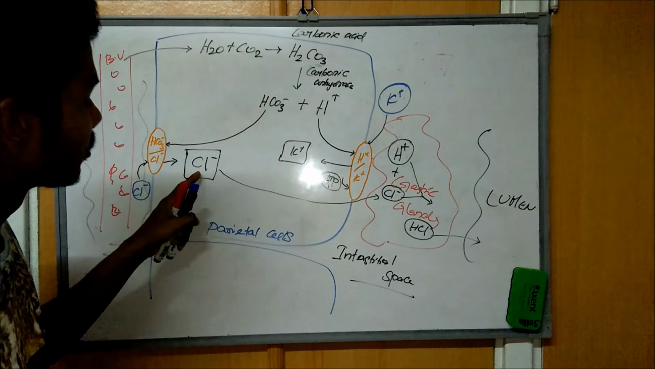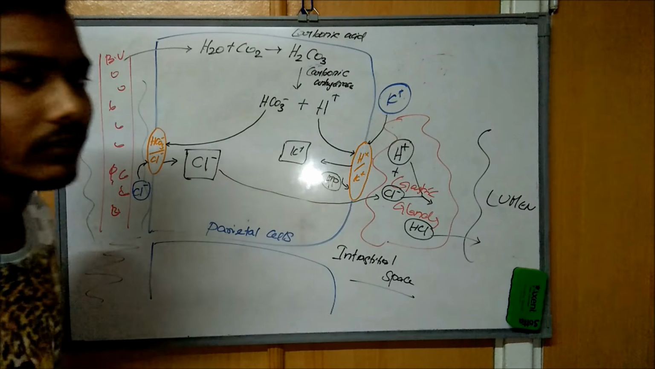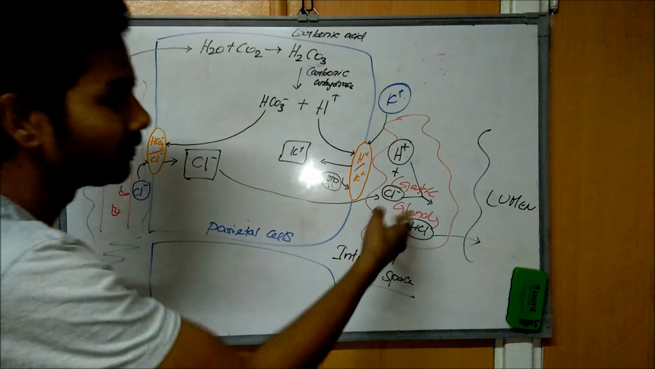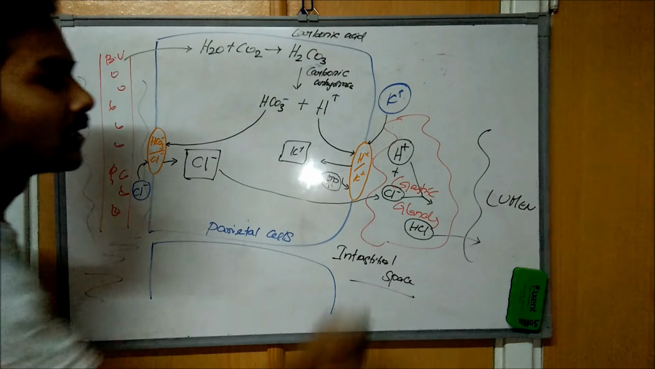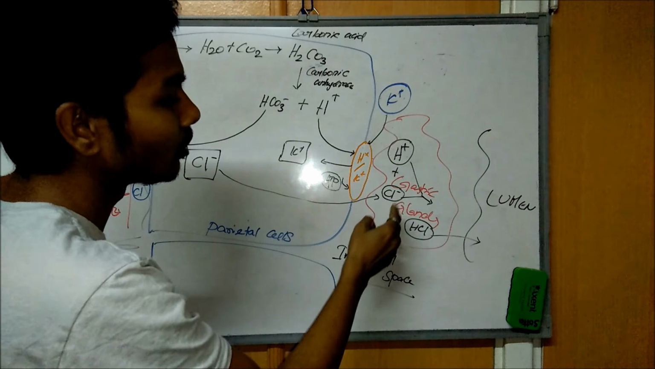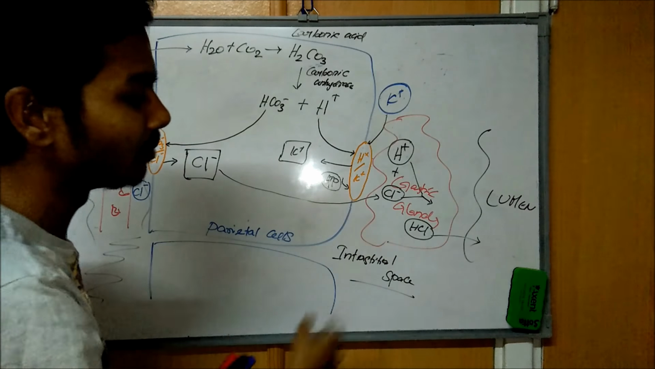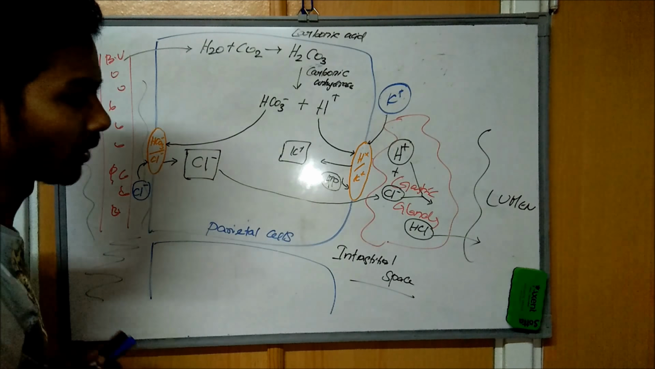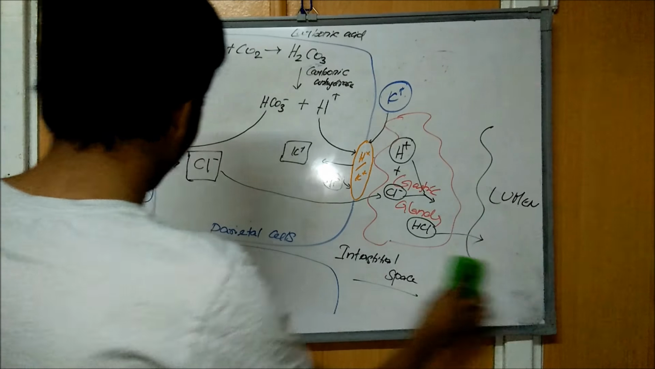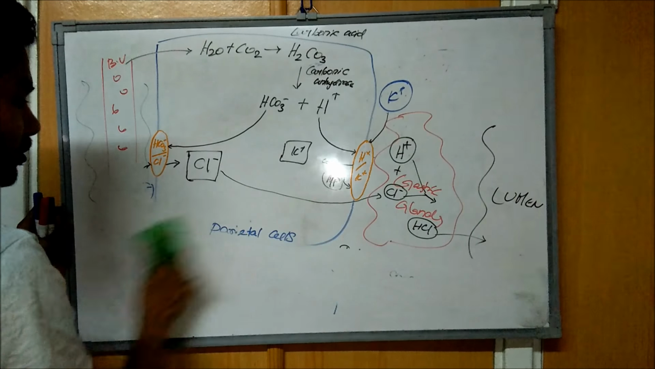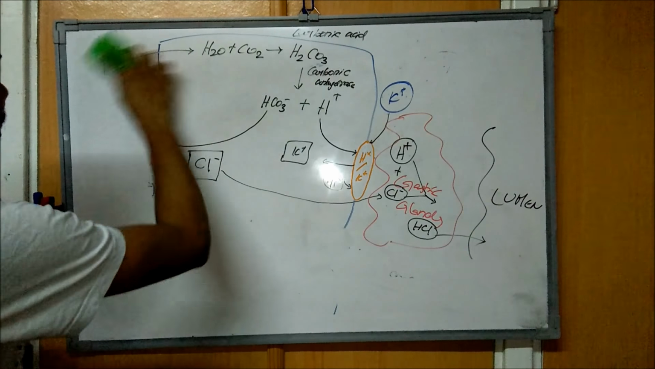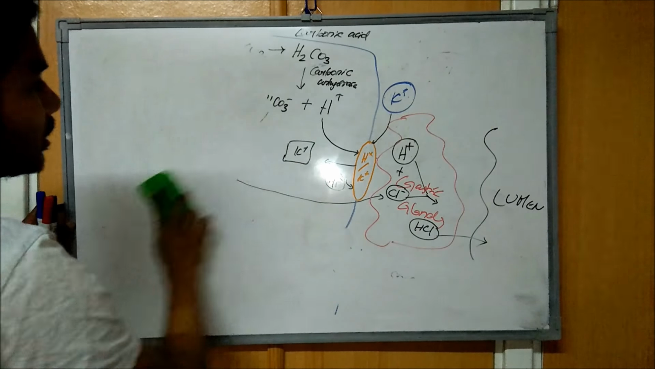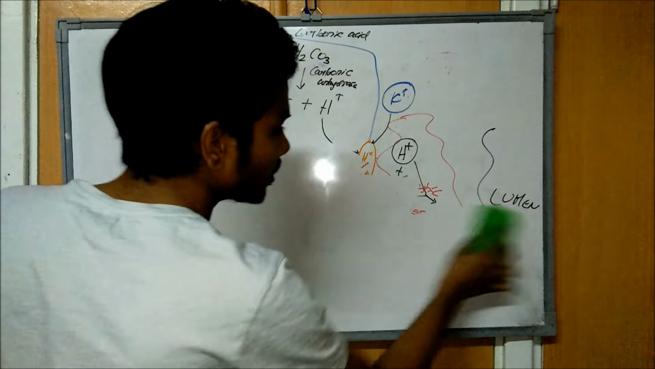And then this chloride ion can easily diffuse out of the cell and enter into the gastric glands. In the gastric glands, the hydrogen ion and the chloride ion will join and make the HCl. And then HCl will enter into the lumen of the stomach. So this is the production of HCl in the parietal cells.